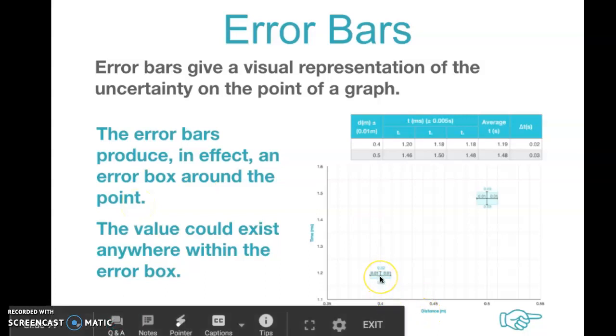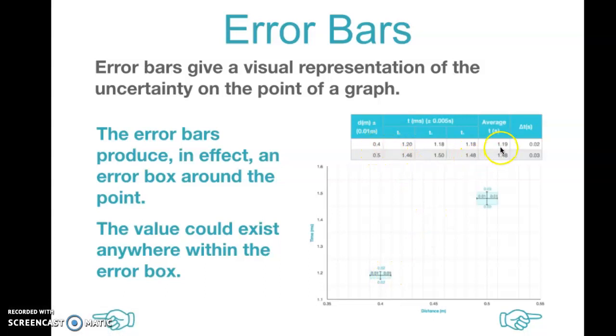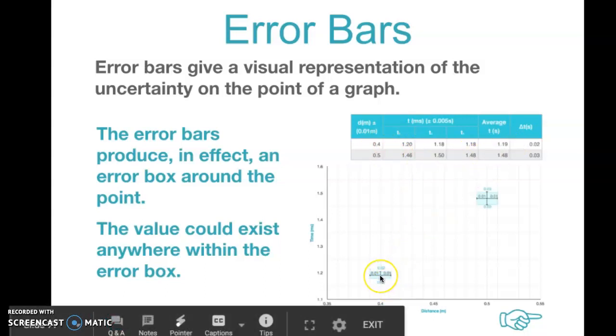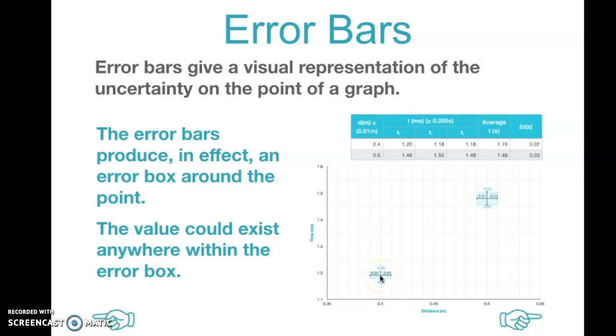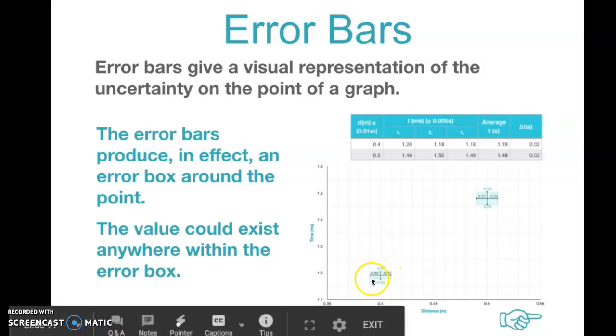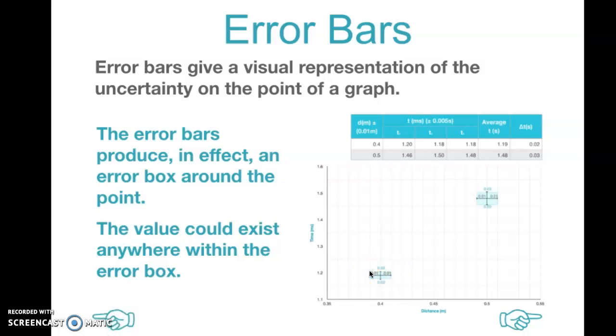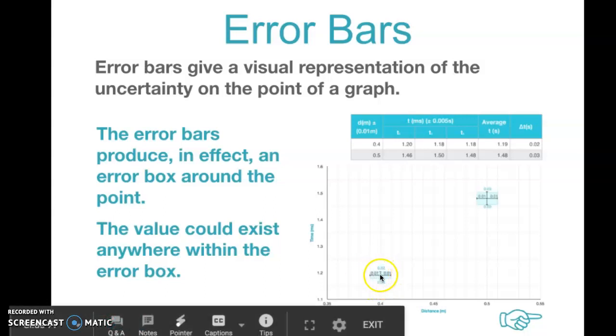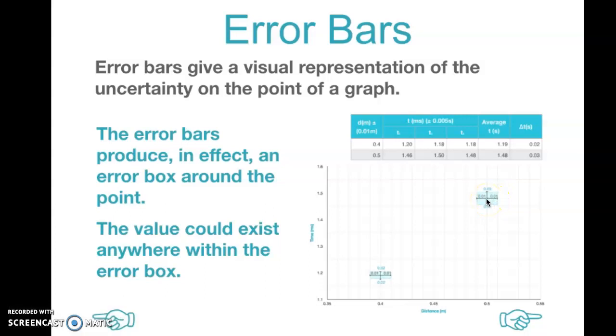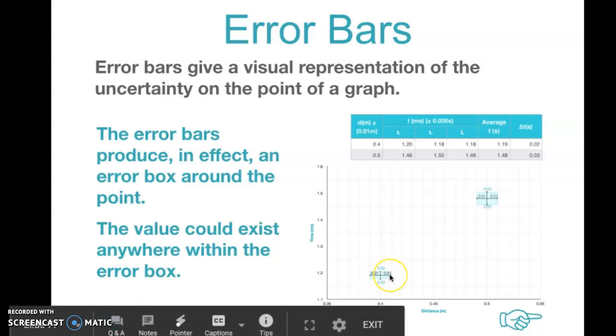If you can see here, we have 2 plotted points. We have distance and time, 0.4, 0.19, plotted here, and you can see around it there is a little blue box. That little blue box is drawn with the help of the error bars, and they show you the range of possible values that could exist. Again, we have another point here, 0.5 and 1.48, and around it you can see that there are error bars. So that's what we're aiming for: either error bars or, if possible, an error box around each point.